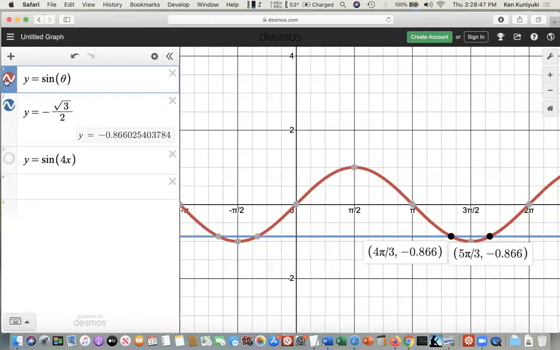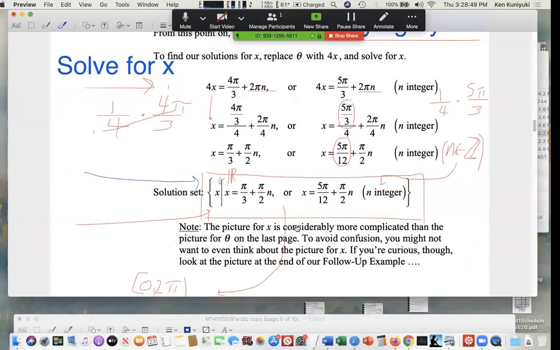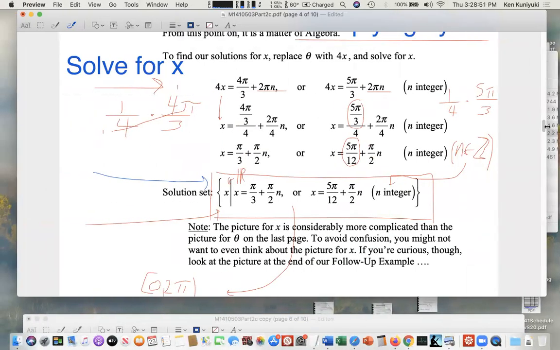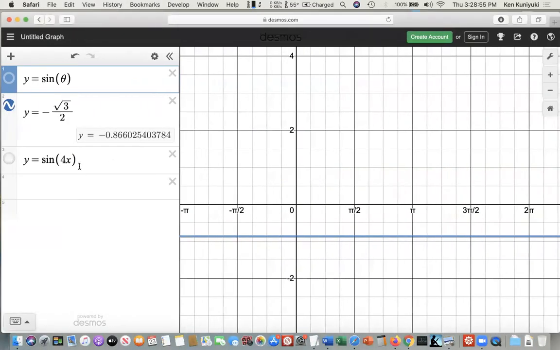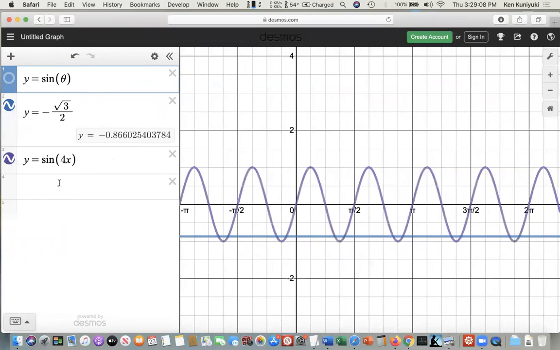Now we're graphing y equals sine. So now we're considering the original equation, right? And we're considering x. So for what values of x does sine of 4x equal negative root 3 over 2? How does the graph of y equals sine of 4x differ from the graph of y equals sine of x or theta? It's a squeezed in graph. We get 4 cycles where we normally have 1 between 0 and 2 pi.